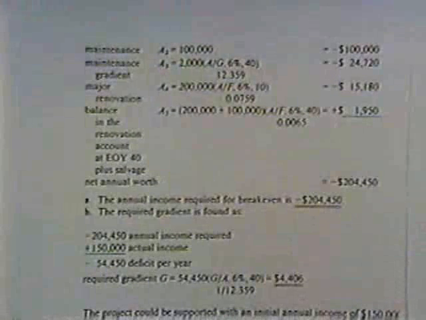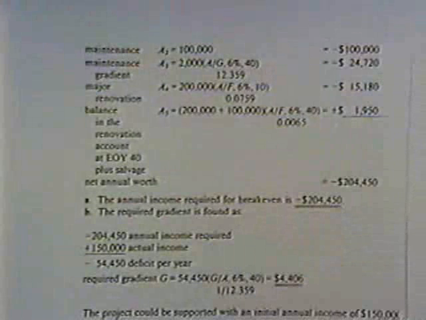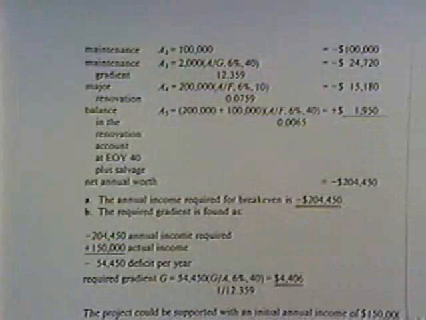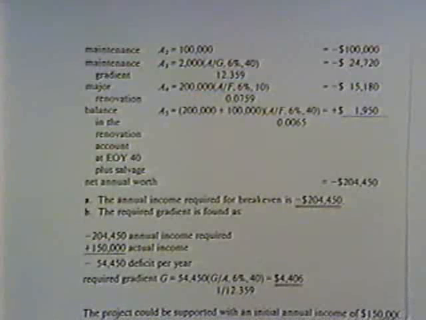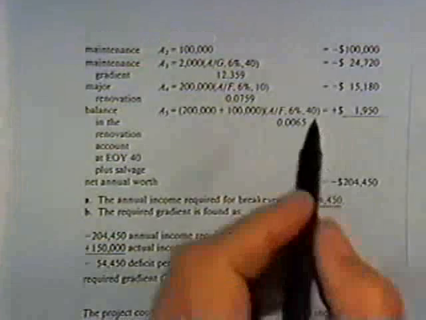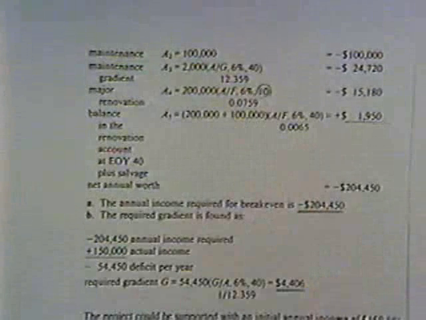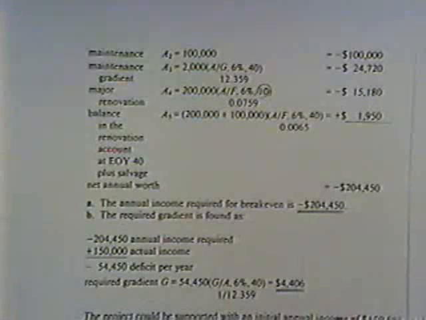I'm sorry, I guess I've got to put it on the screen so you can see it. So in this case, we would convert the gradient to an annual cost. We take the major overhaul, and how often are we doing that? It was every 10 years, right? Major overhaul of $200,000 every 10 years. So you can convert that to an annual series, but the life here is 10 years, interest still 6%. Then you add all of these up to get the annual income required for break even, which would be the sum of all those costs. Okay.